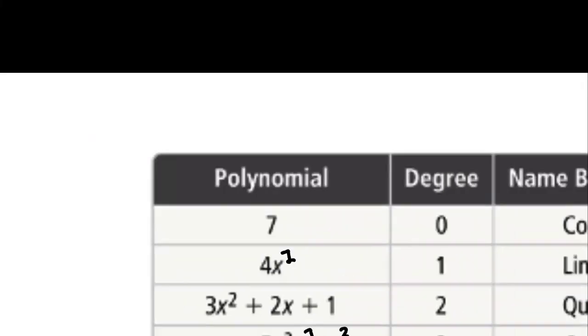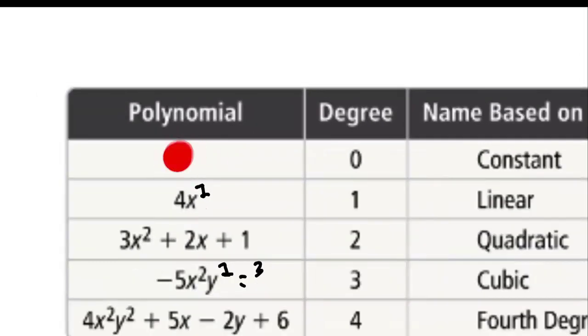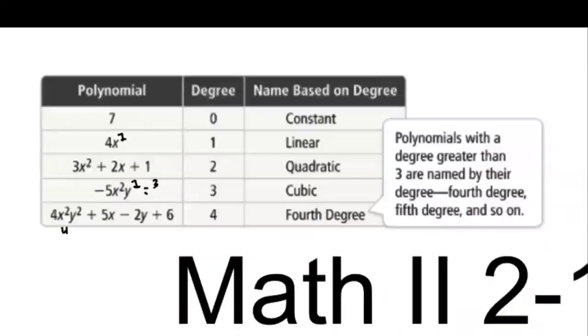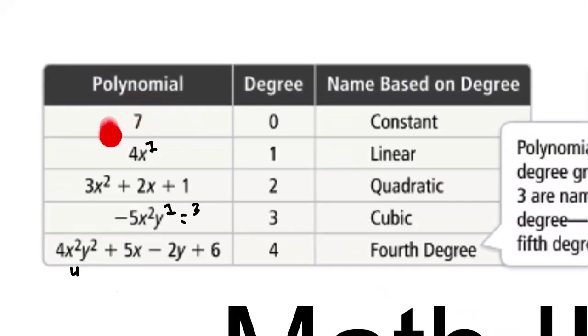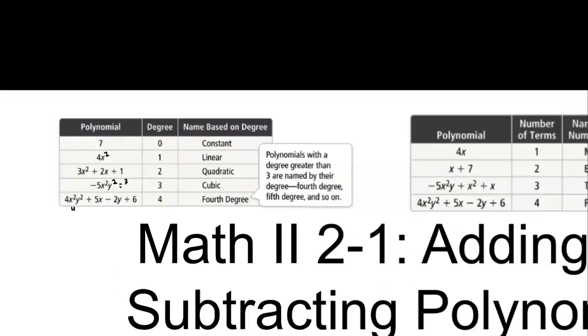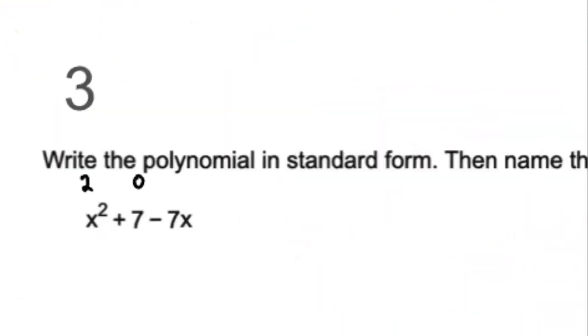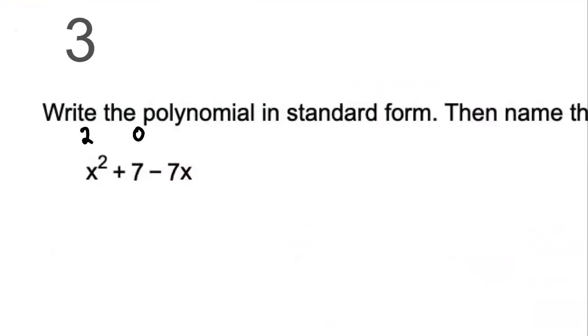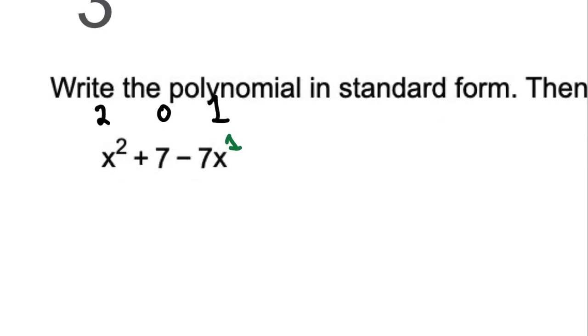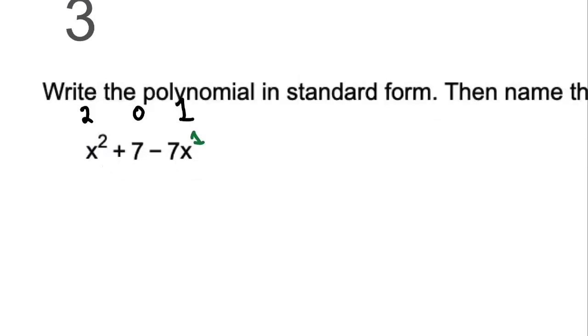If it's just a constant, if it's just a number, it literally gives you the number. What's the degree of it? 0. So anytime it's a number with no variable, no letter, it's a degree of 0. Okay, what's the degree of the third term? 1, right? Because of this imaginary 1 right here. Okay, so if you're gonna write this from greatest to smallest, it's gonna be x squared minus 7x plus 7. This is standard form.